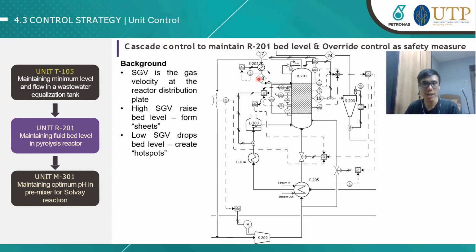Furthermore, a cascade control strategy is also implemented where the level control acts as a master while the flow control is the slave. The level transmitter measures the bed level and sends the signal to the level controller where a set point is specified. The level controller calculates the error and then outputs a set point for the flow controller, which then adjusts the inlet gas flow rate accordingly.